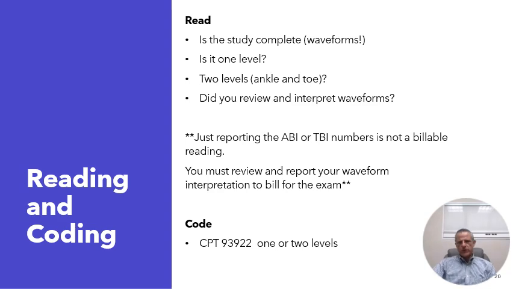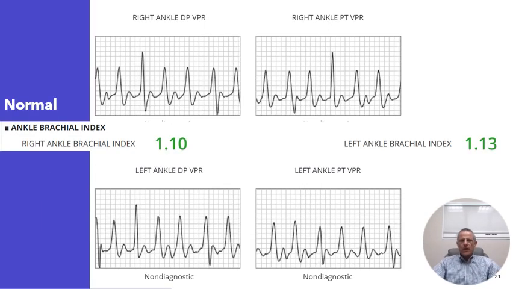The CPT code that we use is 93922. This may not be apparent in Wound Expert, but that's the code that is entered into the billing system when we bill. So more on that later. There is an additional documentation tab in Wound Expert that's been created, and I'll show you how to work through that to do a correct reading.